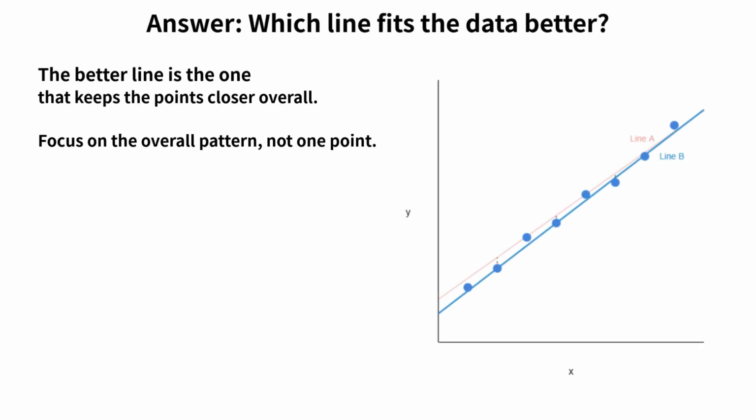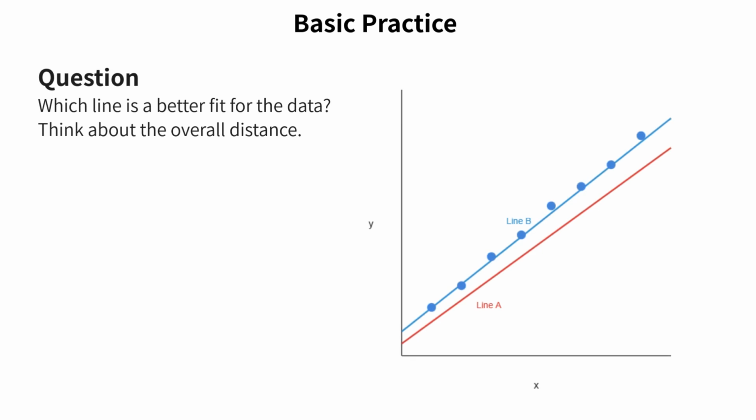Here's the key idea. The correct answer is not the line that looks perfect at one point. It's the line that keeps the data points closer overall. When you compare the two lines, one of them has a better balance. It may not be the closest everywhere, but across all points, the total distance is smaller. That's what the SAT is testing. You're not being asked to calculate. You're being asked to judge. If you focus on the overall pattern instead of a single point, you'll choose the correct line. This is exactly what line of best fit means on the SAT. Let's try a quick practice problem.